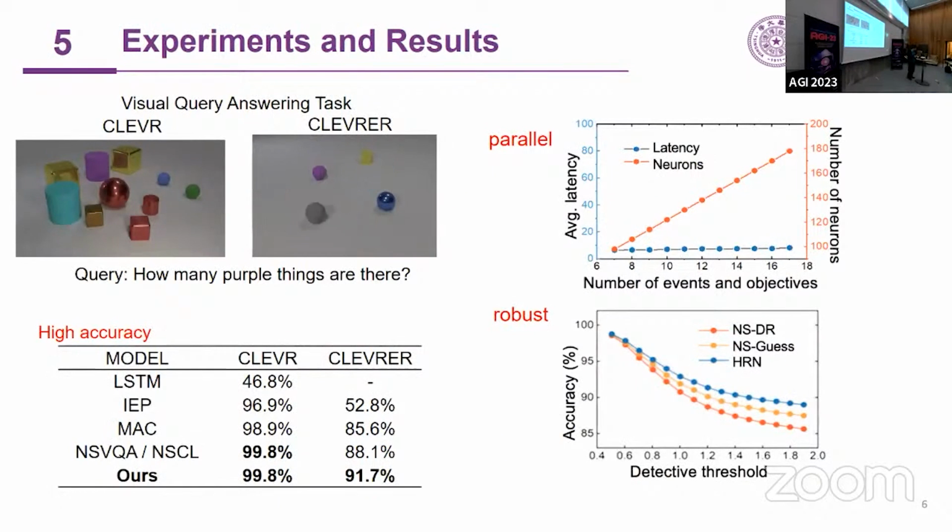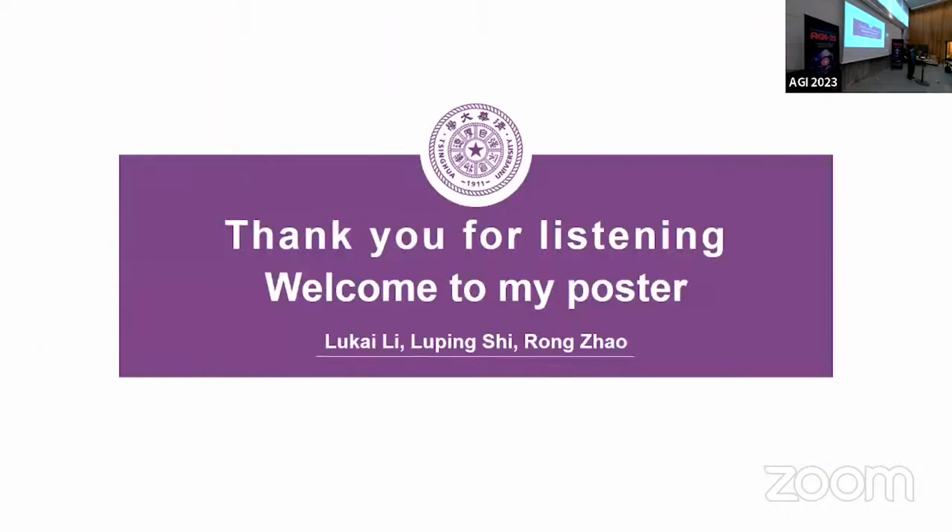As for experiments and results, we tested our framework on two visual question answering tasks: CLEVR, which uses static images, and CLEVRER, which uses video. On these two tasks, we got high accuracy, and the central reasoning network shows parallel and robust features. For more detail, you are welcome to come to my poster for more discussion. Thank you very much.